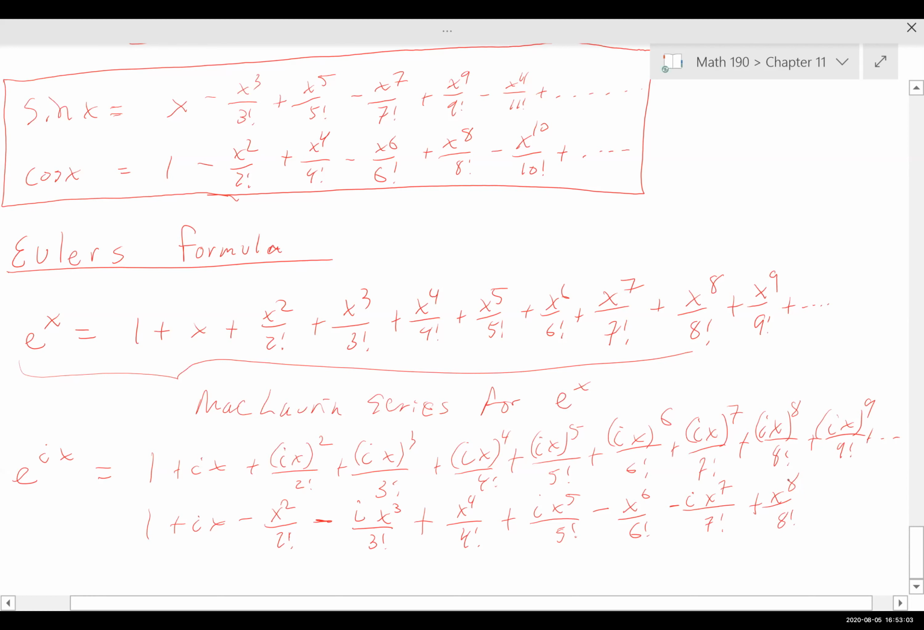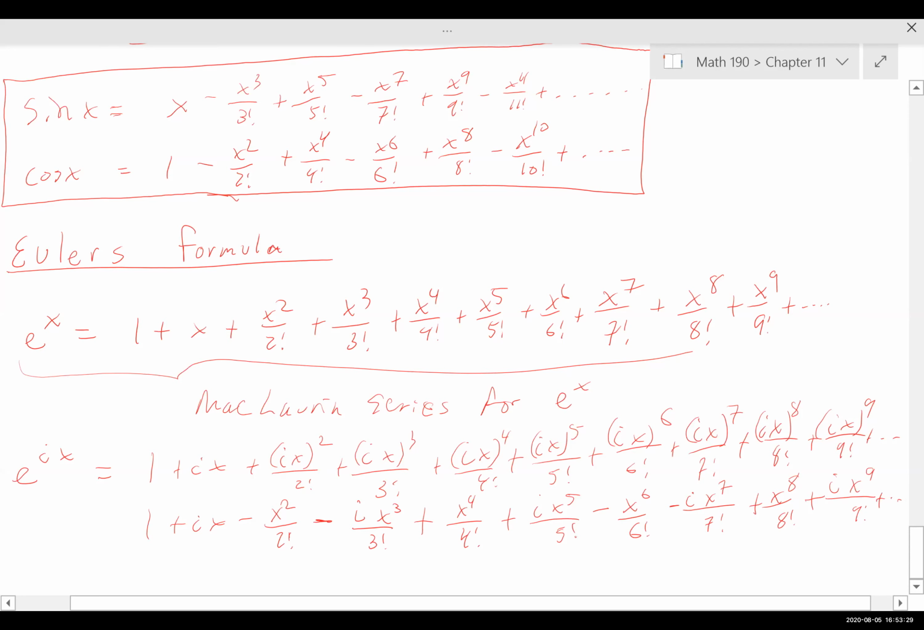And then again, it starts over. Every fourth one, it starts the pattern over again. It goes positive, negative, negative, positive, positive, negative, negative, positive. The next one's a positive: i x to the 9th over 9 factorial plus dot, dot, dot.